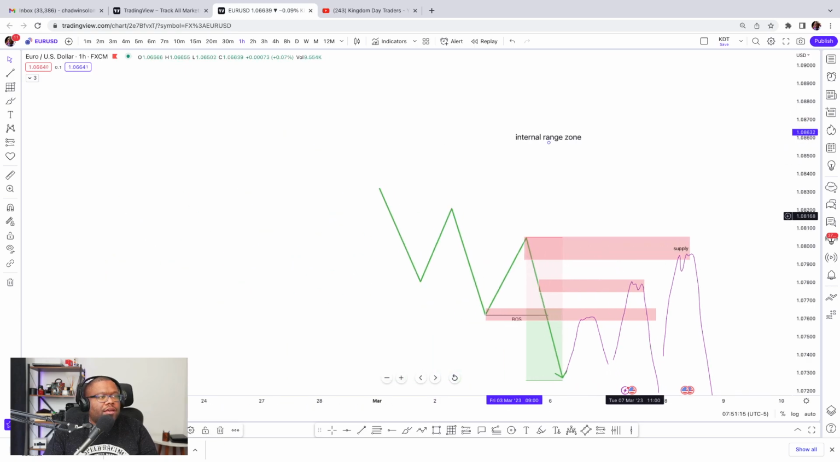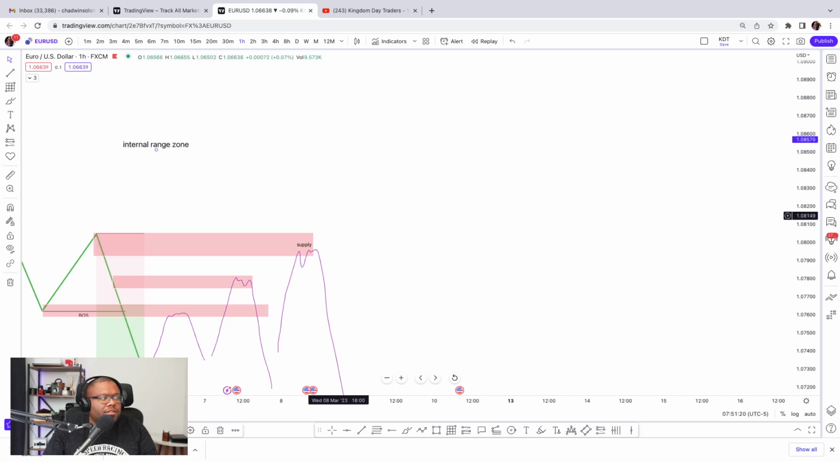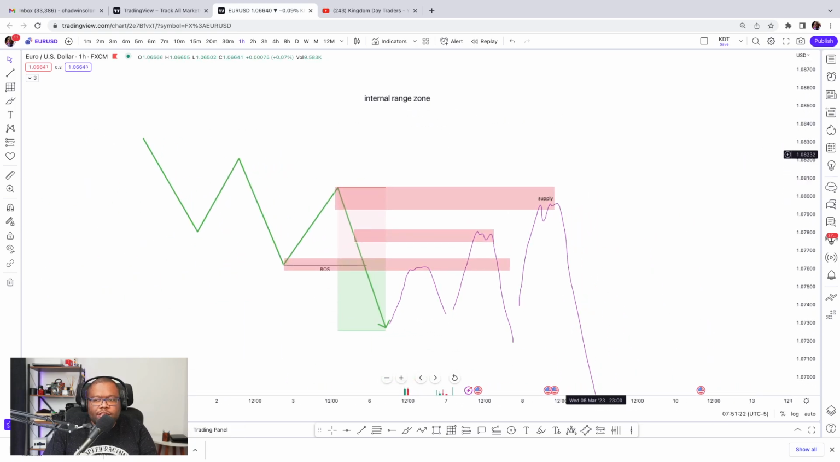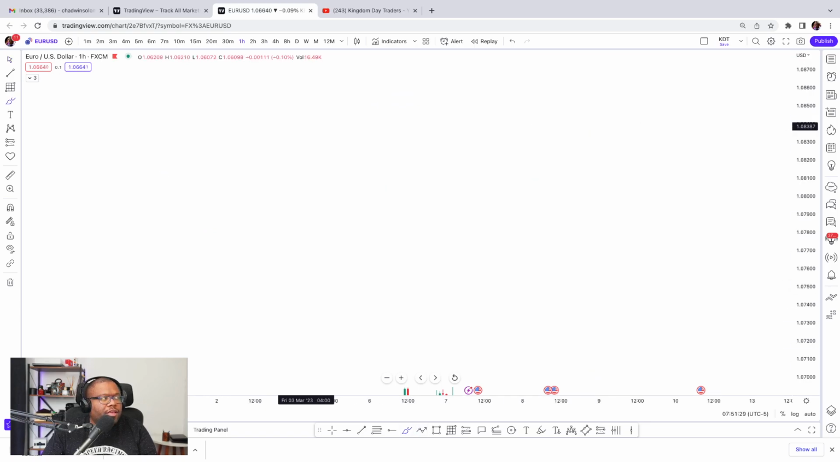Then we're going to have another one, and that's going to be an external range zone. So let me clear this for a moment. Just screenshot that if you need to. Try and keep this video as short as possible. Okay, so we're going to have an external range zone.